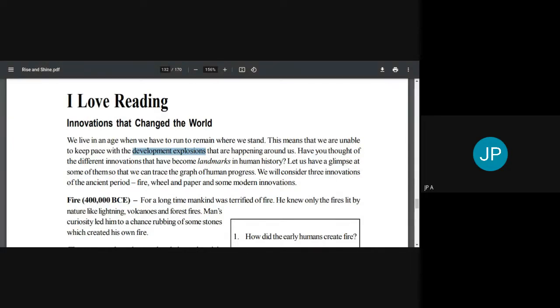So if you are not keeping track of the progress that we are making every day, we are likely to be left behind. That's why he says we have to run to remain where we stand.